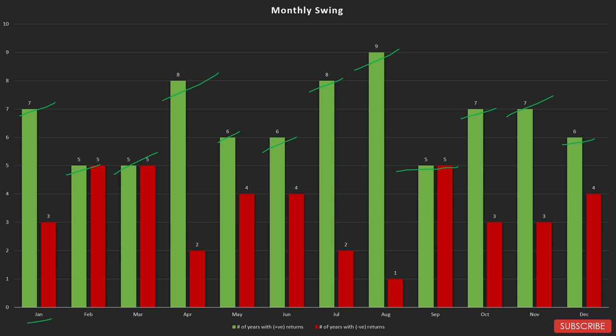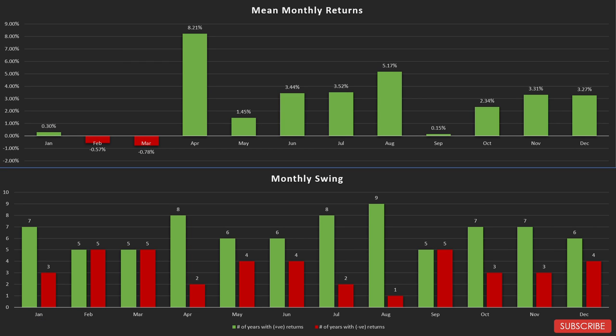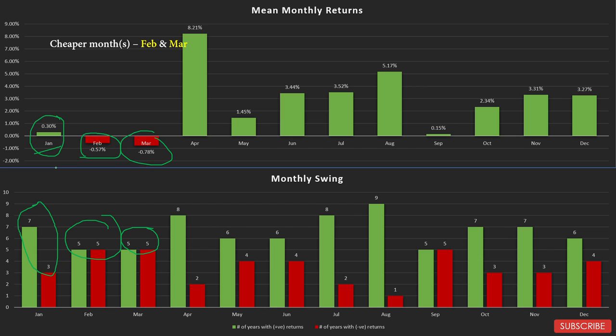Let's put the last 2 graphs together and see what can be derived from those. First thing is the 2 cheaper months for the sector are February and March. And this is quite evident from the below graph as well. 5 positive, so this is an average month. But you see January too didn't give very good returns, but in the last 10 years 7 times it gave positive returns. So January, it seems more or less, is a dull month for this sector with marginal positive returns.